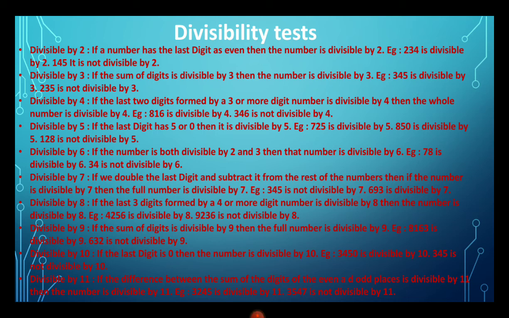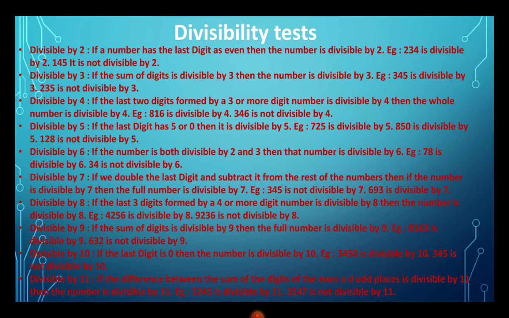Divisible by 9. If the sum of digits is divisible by 9, then the full number is divisible by 9. It is kind of similar to divisibility by 3. So 8163. If I add the digits up, 8 plus 1 is 9, and 6 plus 3 is also 9, 9 and 9 is 18. So it is divisible by 9. And 632 is not divisible by 9, as 6 plus 3 plus 2 gives 11. So 11 is not divisible by 9.